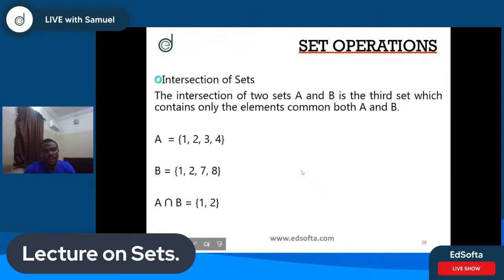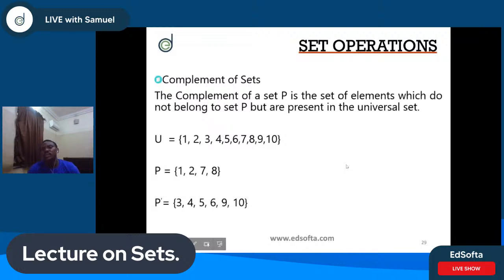Intersection of sets. The intersection of two sets A and B is the third set which contains only the elements common to both A and B. So if A equals 1, 2, 3, 4 and B equals 1, 2, 7, 8, A intersection B will just be 1 and 2. Why? Because if you look at A, you can see 1 and 2. If you look at B, you can see 1 and 2. So that is common between both of them. That is the intersection of the two sets.